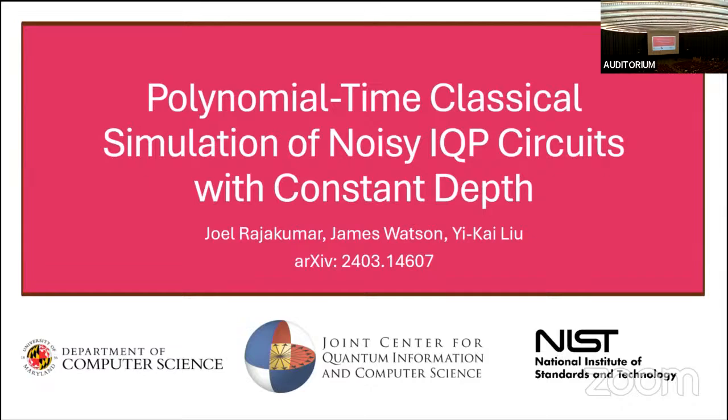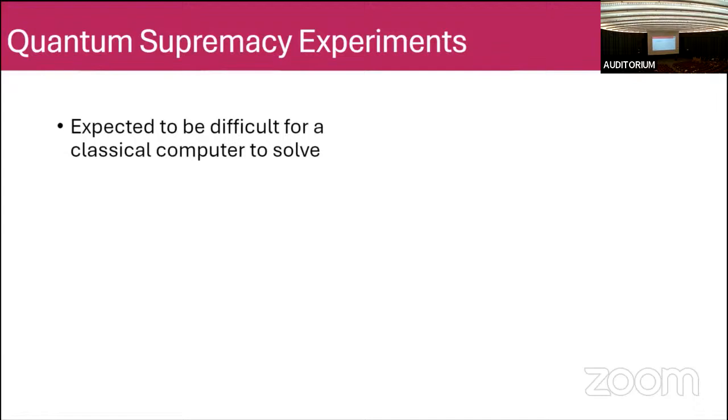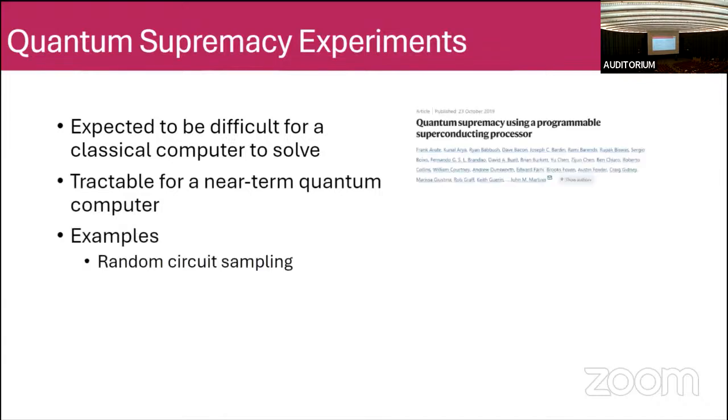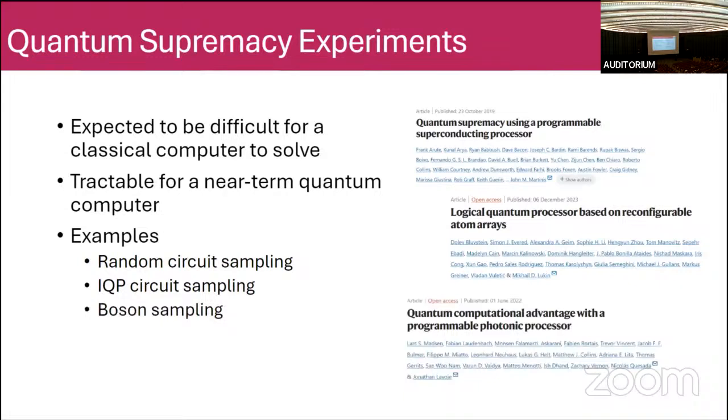A lot of what motivates this work is quantum supremacy experiments. You've probably heard of these before. They're usually tasks that are expected to be difficult for a classical computer to solve, and at the same time tractable for a near-term quantum computer. Some examples are random quantum circuits, which were implemented some time ago by the Google group, IQP circuits, more recently implemented by this Harvard QuEra UMD collaboration, and boson sampling, which was also implemented on hardware recently.